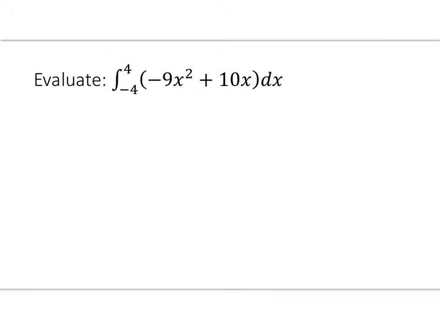All right, let's try one more of those. We have the integral from negative 4 to 4 of negative 9x squared plus 10x dx. Again, we're trying to see if it's even or odd. So I'm going to start by evaluating f of negative x.